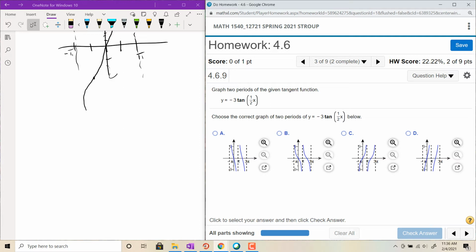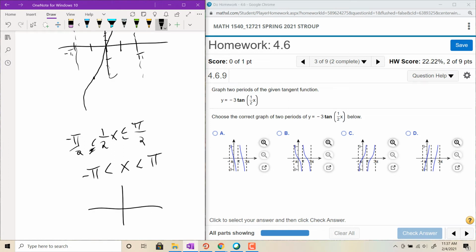Then it should be going from, okay, so wedging the 1/2 x in between pi over 2 and negative pi over 2, multiplying everything by 2. You see the thing is wedged in between negative pi and positive pi. So on the axis, it should go from negative pi to pi with the asymptotes right there and right here, and then it's upside down, so it'd be something like that. And that looks like it's going to be A or B, sorry. I don't know what my brain's doing sometimes.